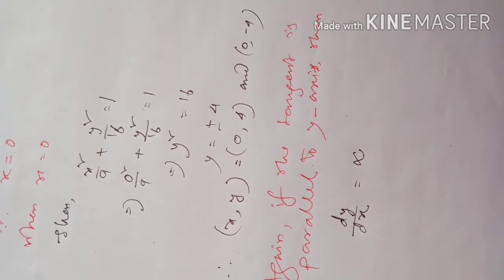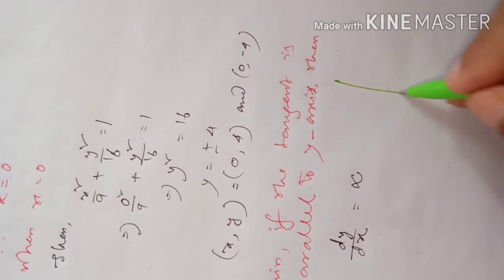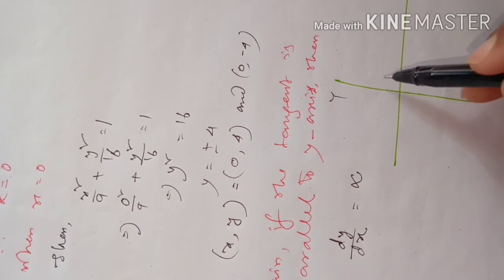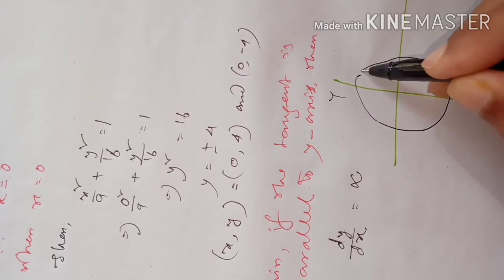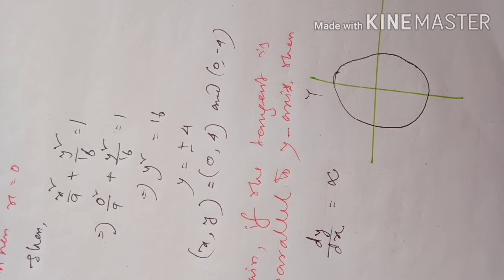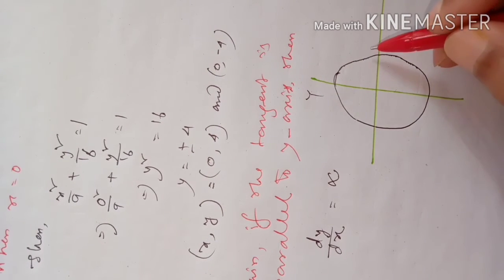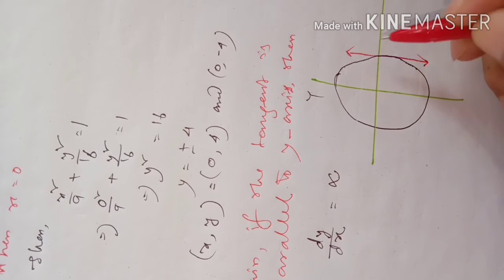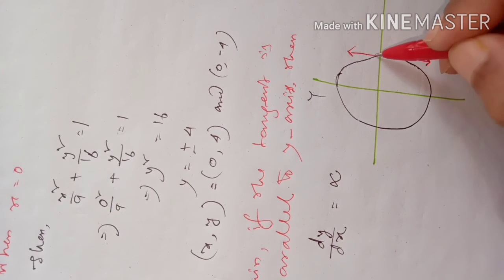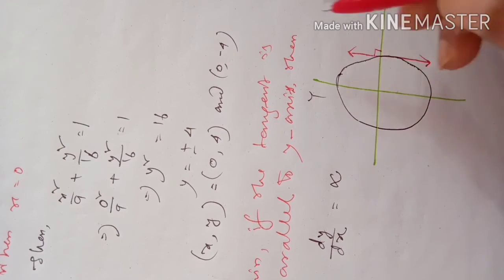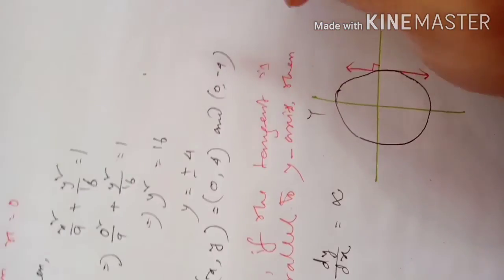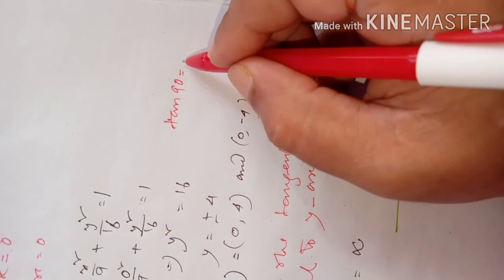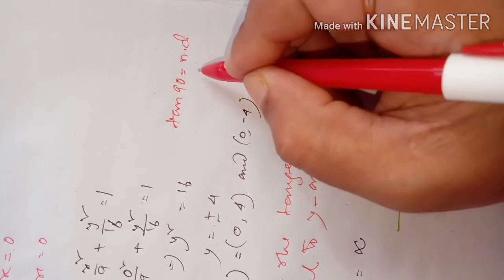Suppose we are talking about a tangent like this one. This is the x-axis and this is the y-axis, and this is the curve, and the tangent is parallel to y-axis. That means it is something like this. Suppose it is going like this, yes or no? Then what angle does it make with the x-axis? It makes a 90-degree angle. So tan 90, because slope is tan 90 only. So tan 90 is what? Not defined, or you can say infinity.